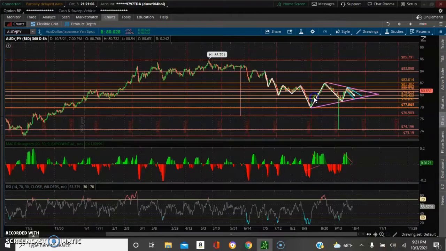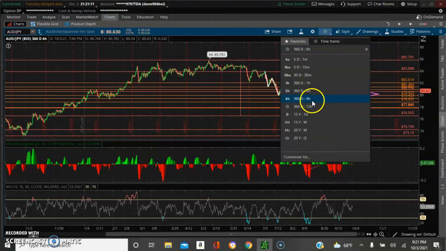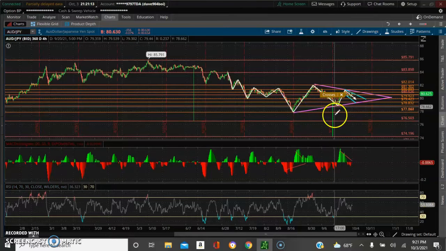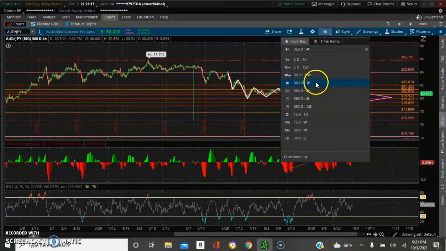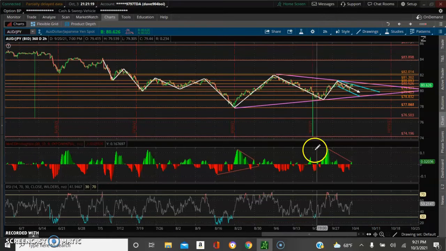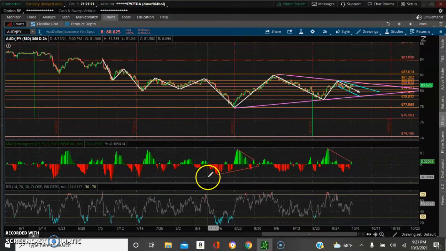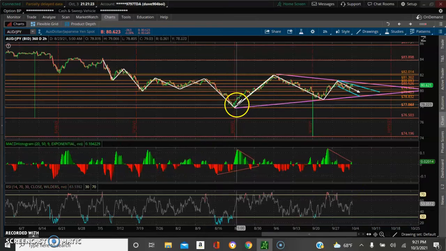So now we get right into some more things. Let's go to the 6 hour chart here. Let me see. I want to discuss this. Maybe I was on the 2 hour chart. Yes. So right here on the MACD, we had a bit of an uptrend here.